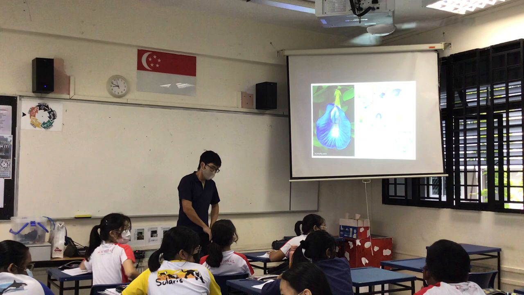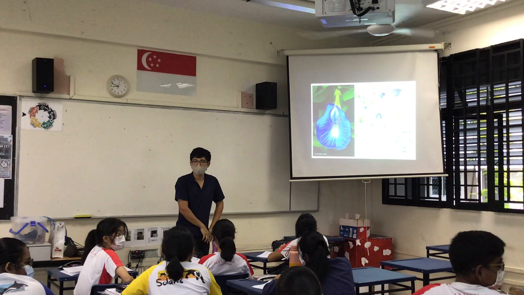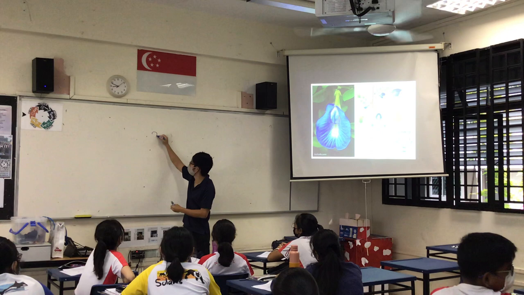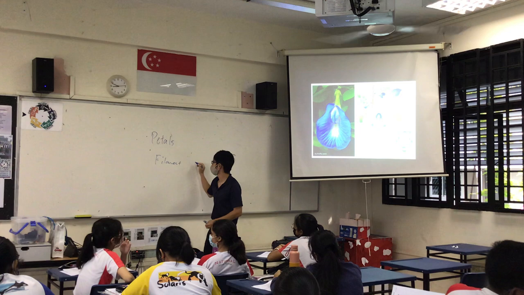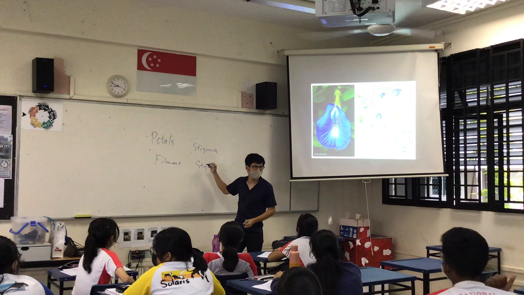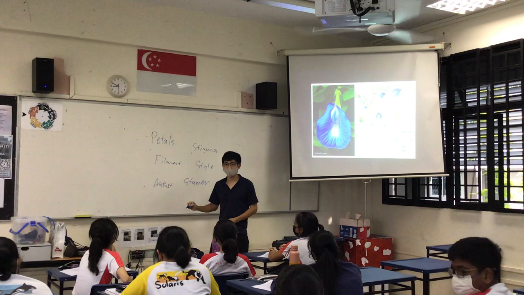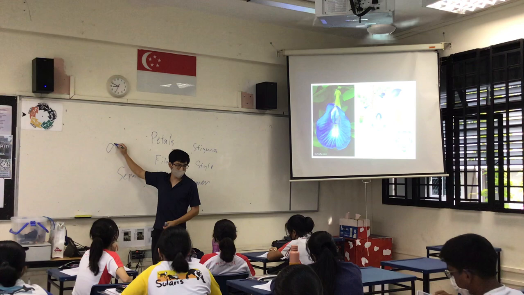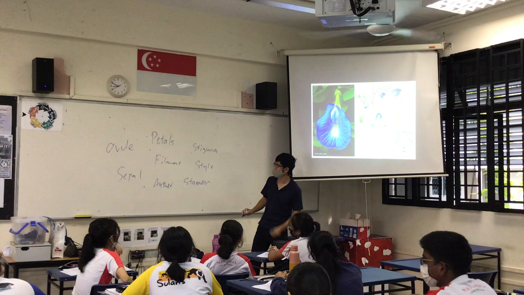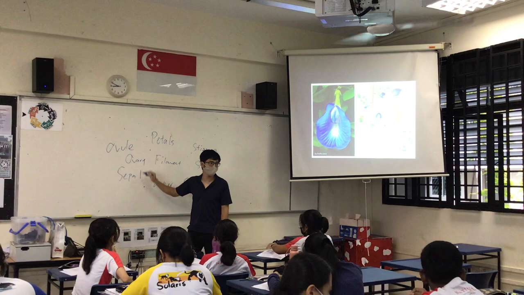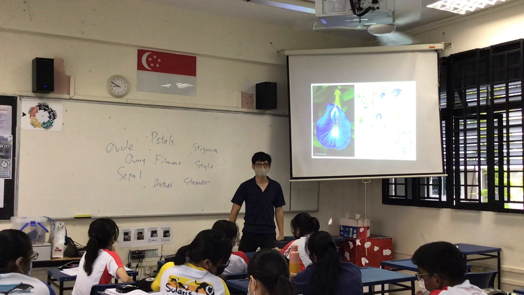Okay, while waiting, let's do a quick recap. Shout out the parts of the flower that you are aware of. Okay, petals. Yeah, I hear filament. Stamen, anther, anything else? Sepal. Okay, Alia said what? Ovule. Okay, ovule. Anything else you want to shout? Ovary. Anything else to scream? Okay, that feels like about it.